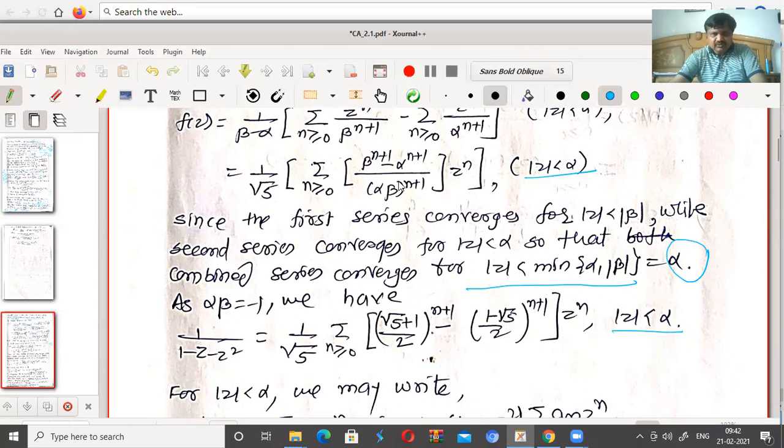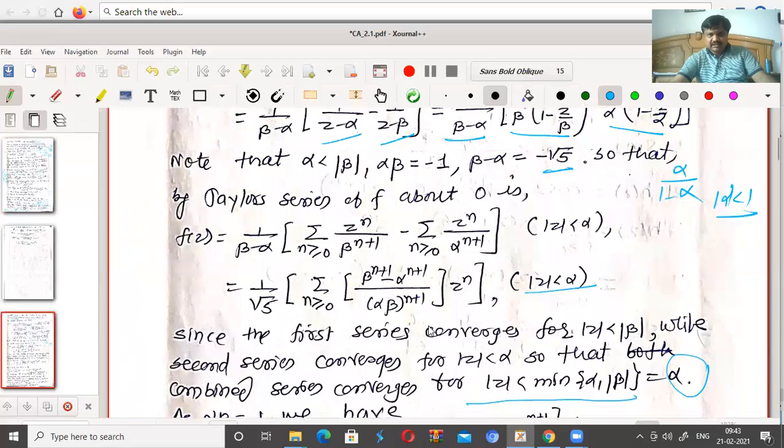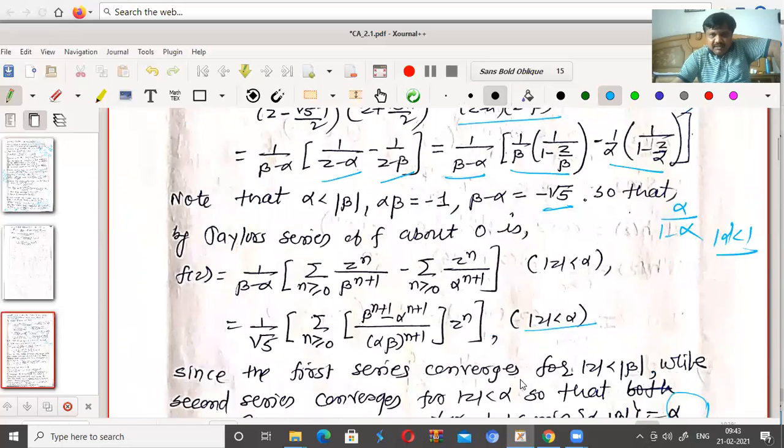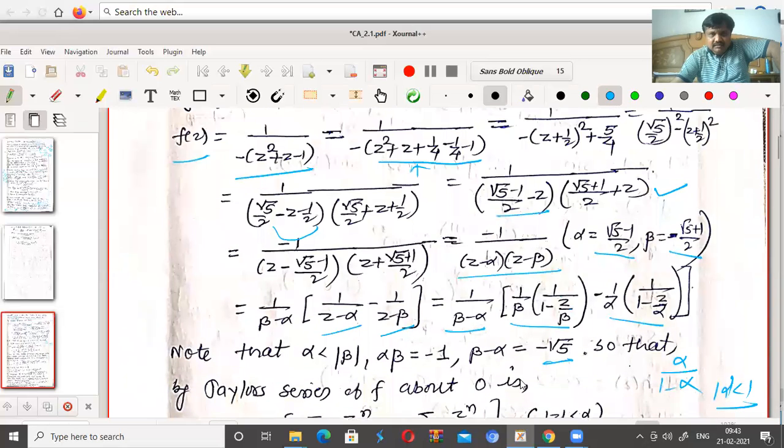You have used alpha beta equal to minus 1, so minus 1 to the power n plus 1, that we have. So this is our beta, and I think this is our alpha. One minute. What is alpha and beta? Alpha is root 5 minus 1 by 2.